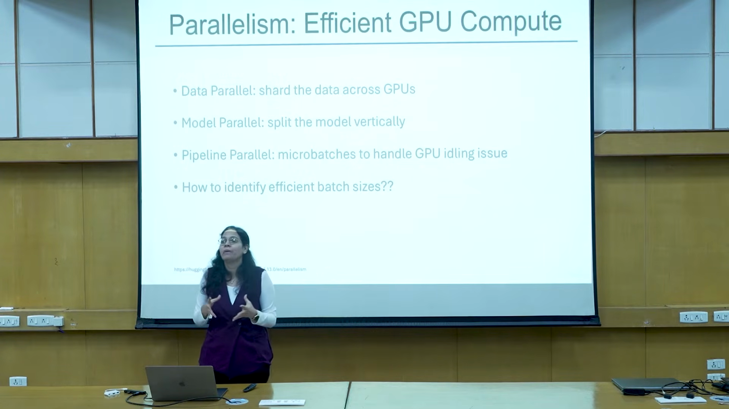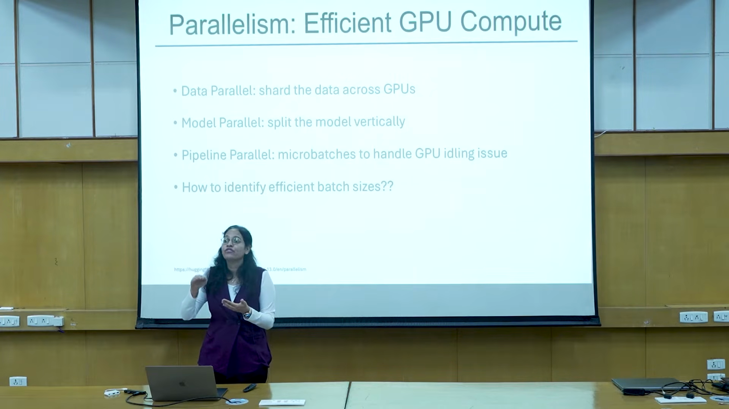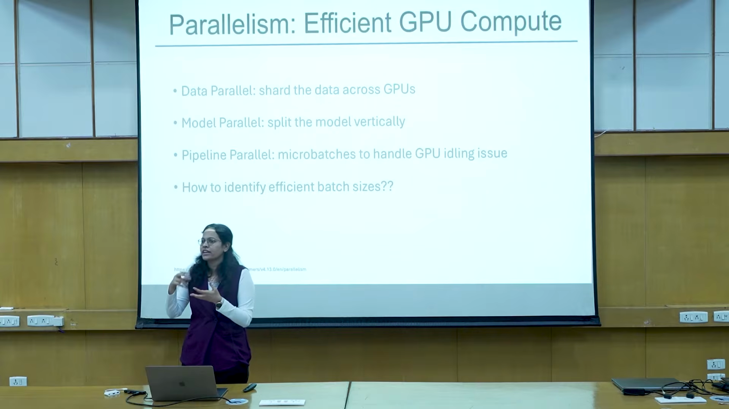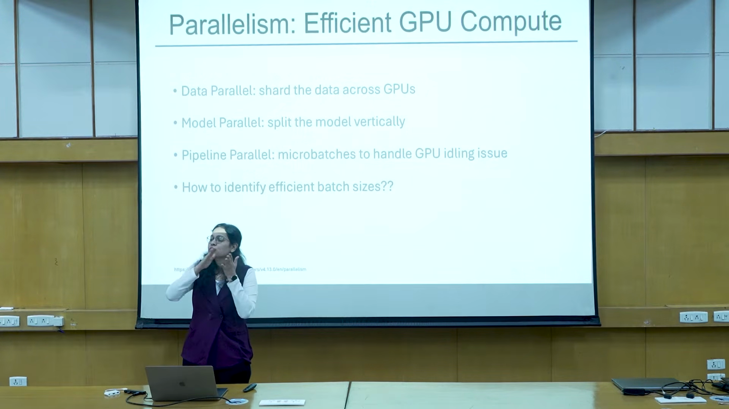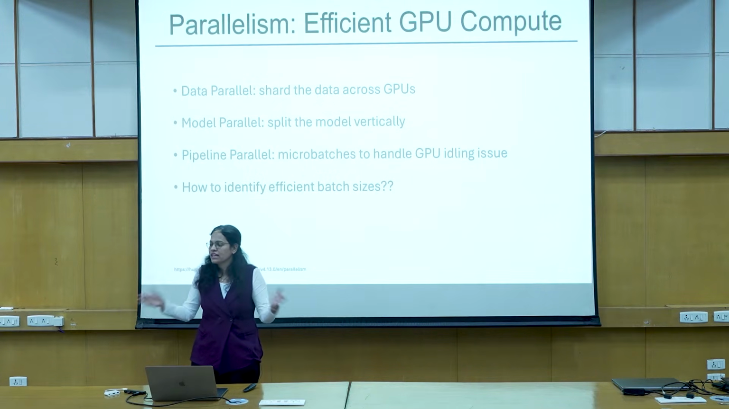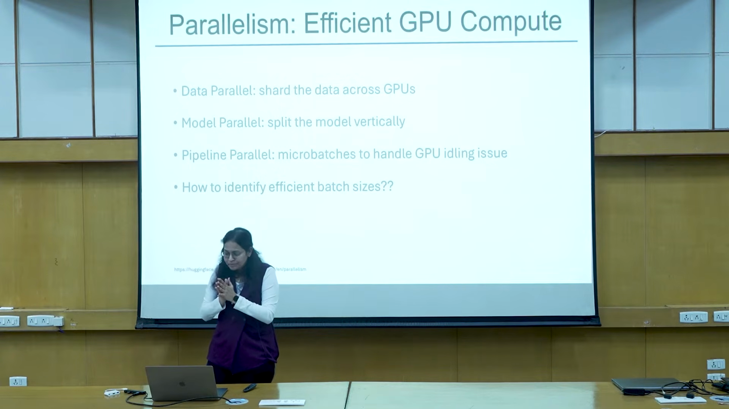The second kind of parallelism is model parallelism, where you split the weights in your model itself, right? Each layer has a lot of weights that get computed. You can split them vertically so that they are spread across these multiple GPUs and they can do their computation, and then you can merge them after the compute is done, right? So that's at a high level.